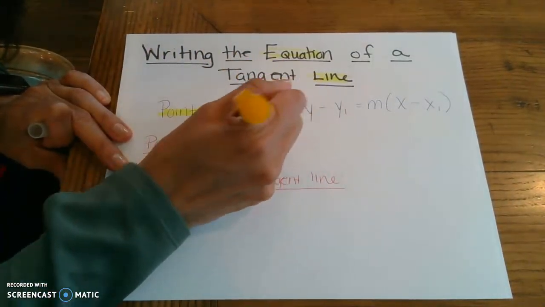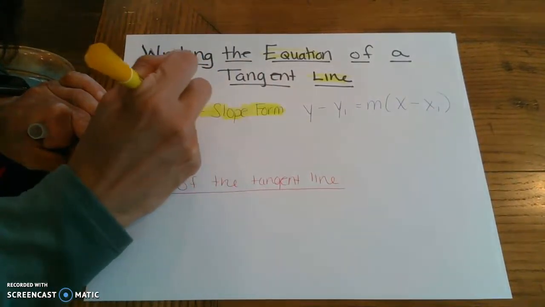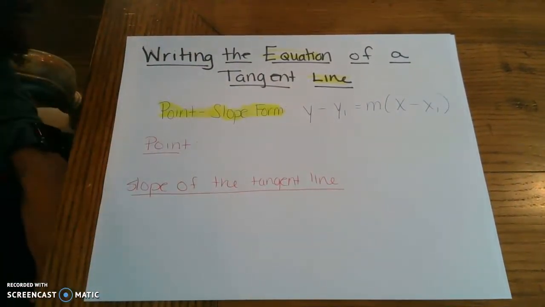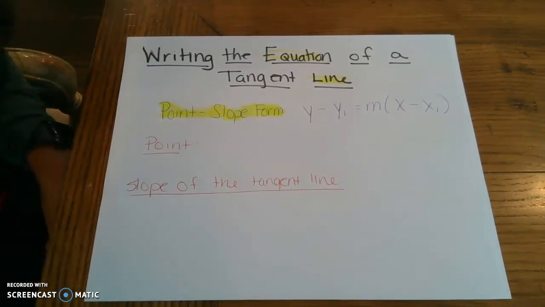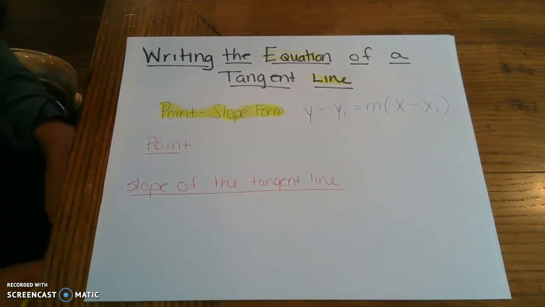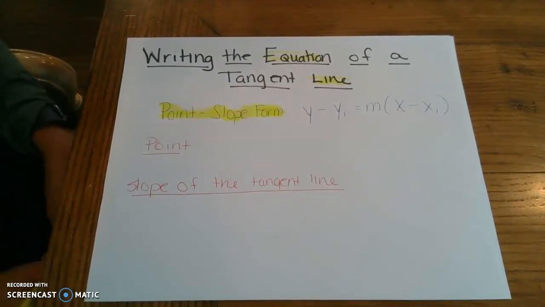Okay, you probably also know from algebra the slope intercept form. That was y equals mx plus b. We're not going to really use that. From now on, anytime we're writing the equation of a line, and I know you use this often in geometry, you're going to use the point slope form.